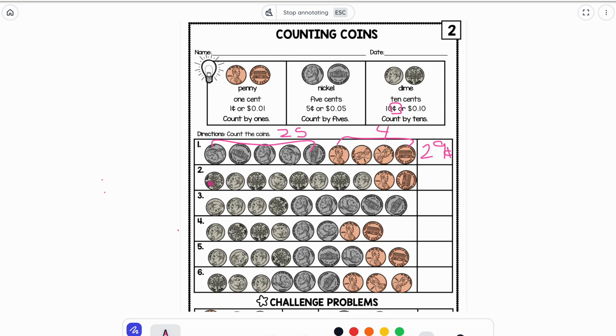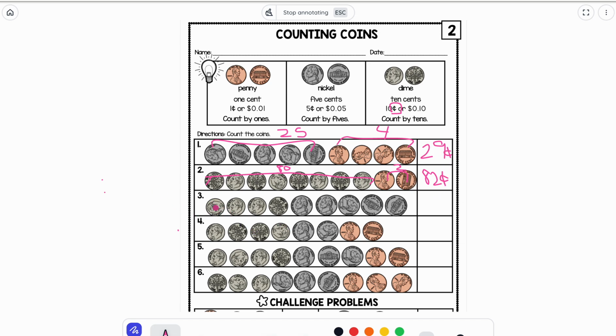Next, here we go. These are dimes. I'm going to count by 10. 10, 20, 30, 40, 50, 60, 70, 80. This is 80. And this is 1, 2. So I've got 82 cents here. Once again, please make sure you have the ending there.